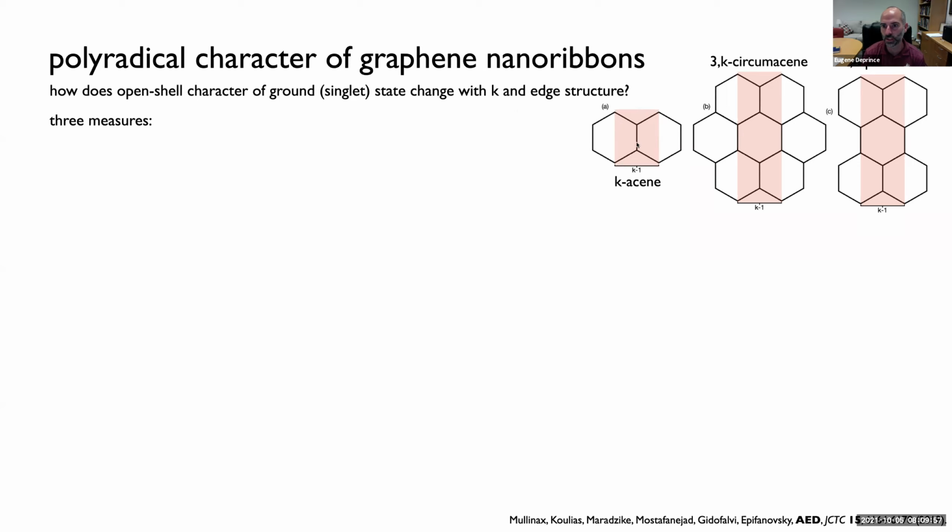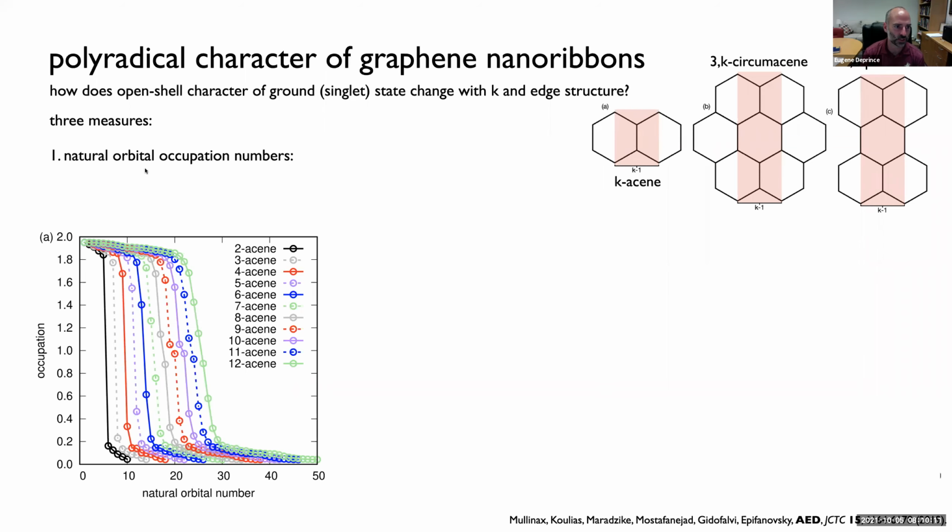So I'm going to consider these linear oligoacenes and the circumacenes and periacenes, where the only difference between the circumacenes and the periacenes is this edge structure. And so I can define 3 measures of this polyradical character that give me basically the same result. First, I could just talk about natural orbital occupations, where here an occupation of 2 means an orbital is doubly occupied, 0 means it's empty.